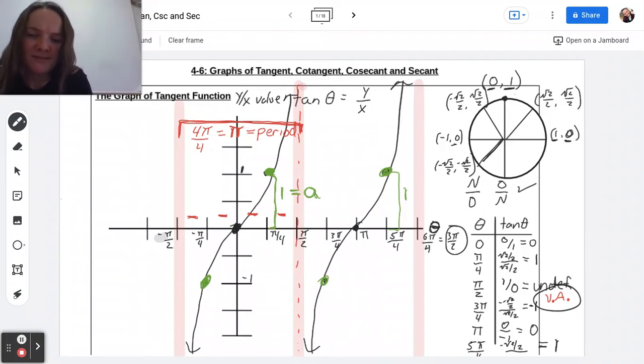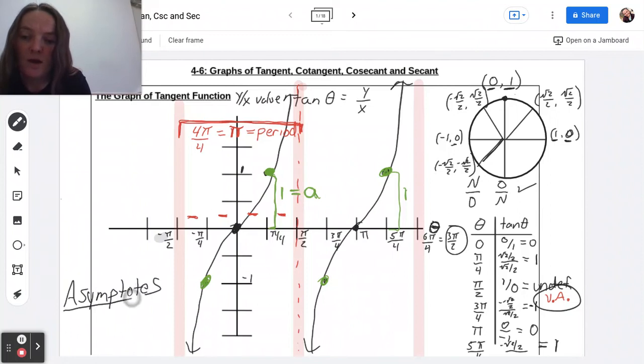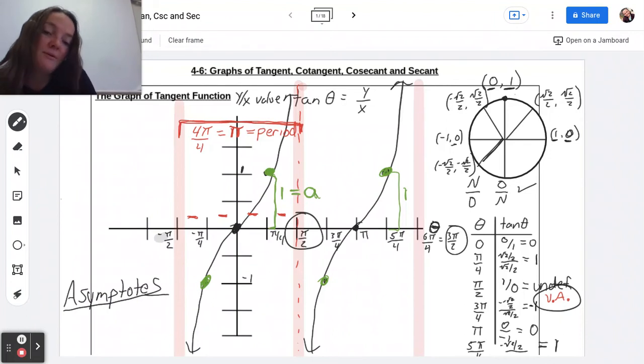So let's go ahead and define this. We can say that the asymptotes are happening in a pattern too. So let's define the asymptotes here. Our asymptotes are basically happening every increment of pi over 2. So pi over 2, 3 pi over 2, 5 pi over 2, 7 pi over 2, etc., etc.